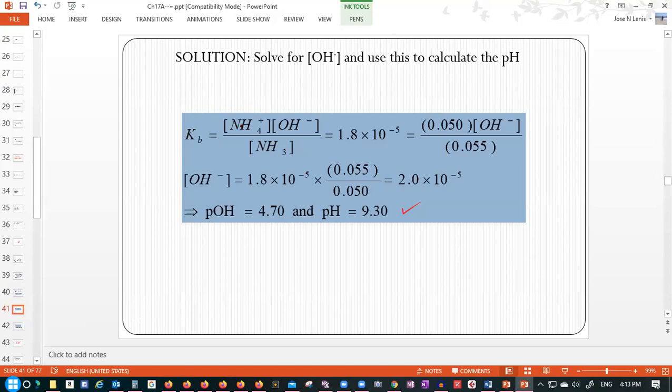Initial amount of this is given, so you can put it here. It could be molar concentration or just moles. Initial concentration of the base is given. It could be molar or just moles. So OH minus. And that's it. Find the pH or pOH.